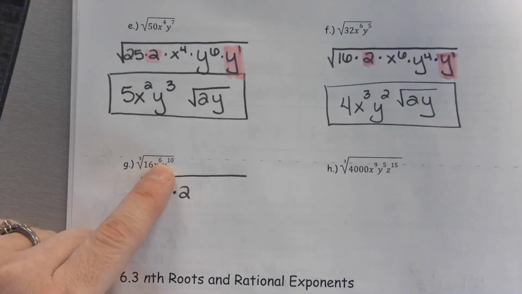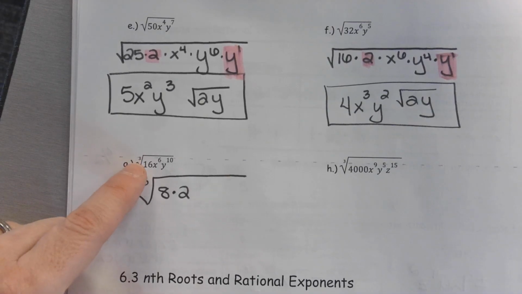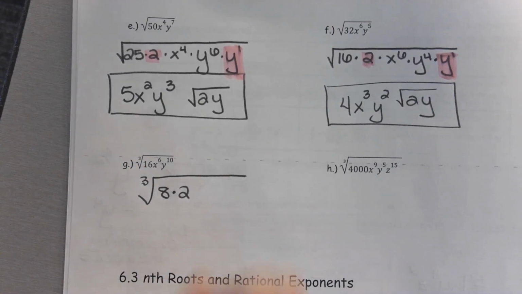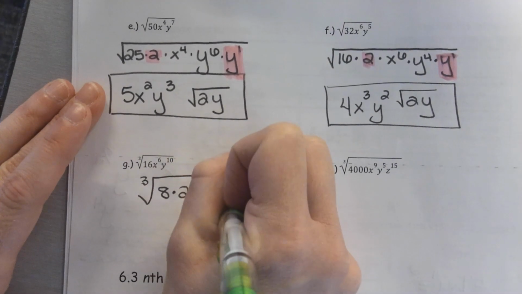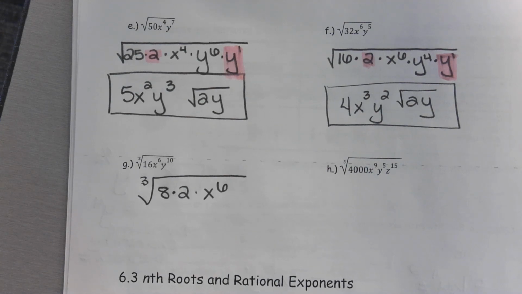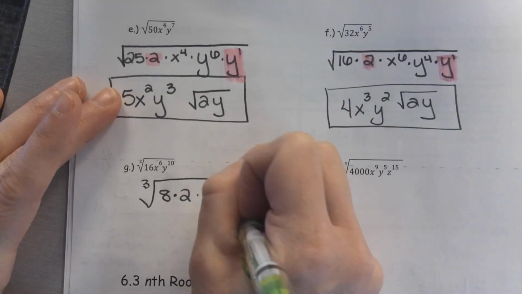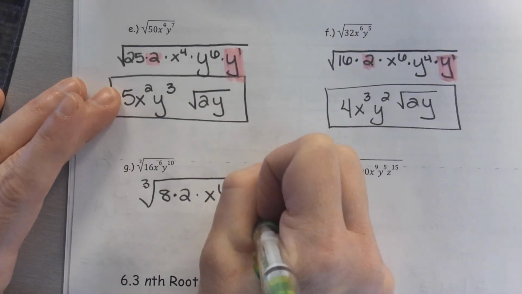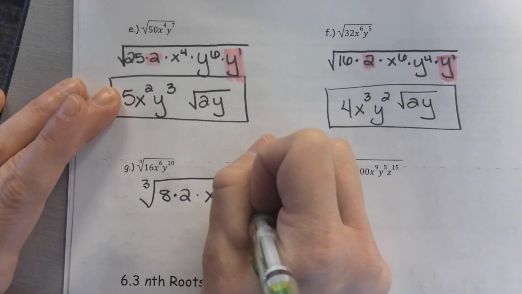Okay, now look at this. Is 6 nicely divisible by 3? Yeah. Good news. Is 10 nicely divisible by 3? Bummer. Go down a notch. Is 9 nicely divisible by 3? Okay, so I'm going to break this down to y to the 9th times y to the 1st.